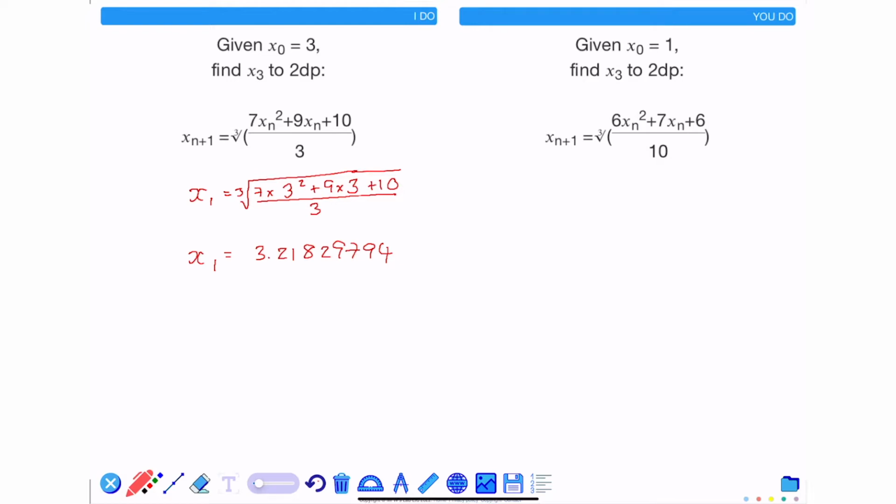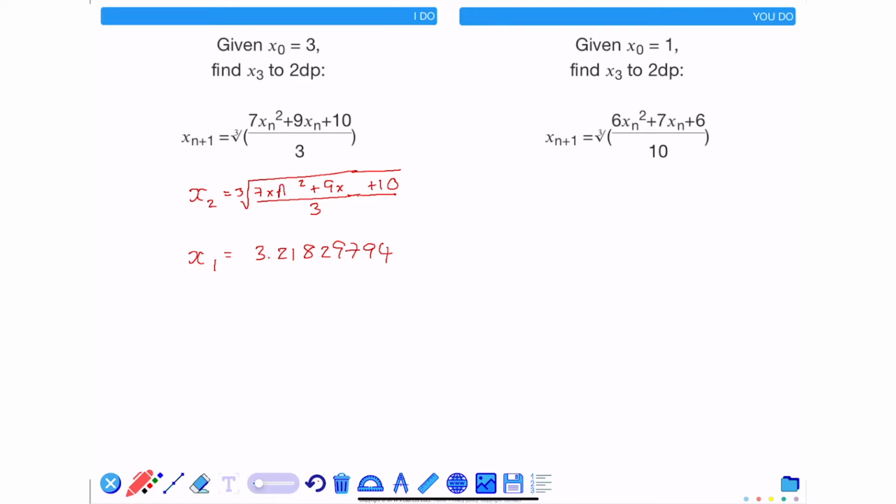I now need to substitute this in to the same formula to work out x2. So x2 will be the same, except where x0 was first of all, I'll now have x1. Except it seems like a lot of work to be able to type in the answer of x1, which was 3.21829794, into the calculator. So the calculator actually has the functionality to be able to store the previous answer and use it in another calculation.